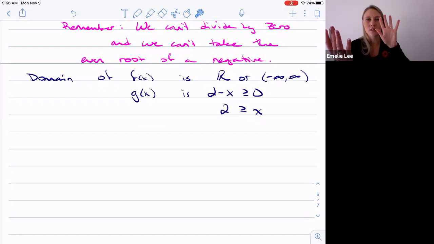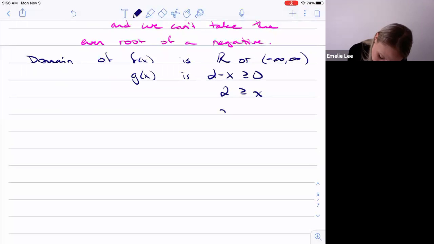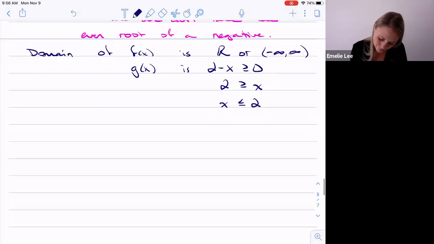So all I'm going to do here is I'm going to revolving door this thing. So I'm not changing anything. X, notice that the arrow is pointing towards the x still. Okay. So the overlap, right? If the domain of f of x, we called it A, is from negative infinity to infinity, and the domain of g of x is x less than or equal to 2, okay?